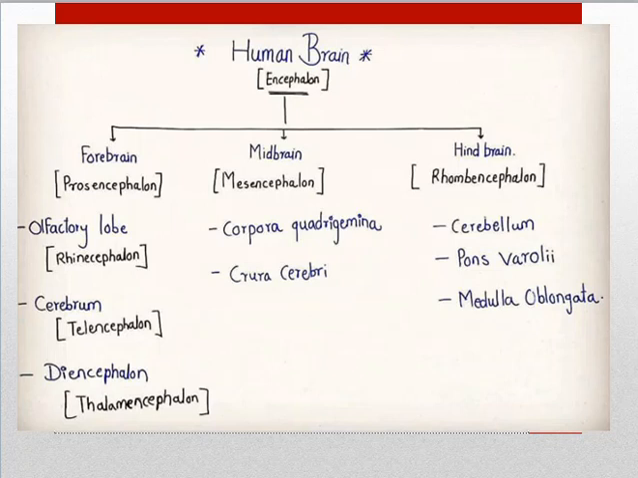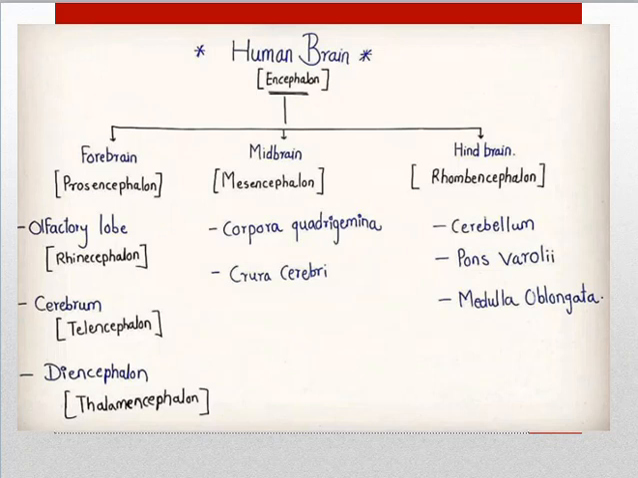So basically the human brain is divided into forebrain, midbrain and hindbrain. The scientific names of the forebrain, midbrain and hindbrain are prosencephalon, mesencephalon and rhombencephalon. The forebrain is further divided into olfactory lobe, cerebrum and diencephalon, while the midbrain is divided into corpora quadrigemina and crura cerebri, while the hindbrain is divided into cerebellum, pons varolii and medulla oblongata.